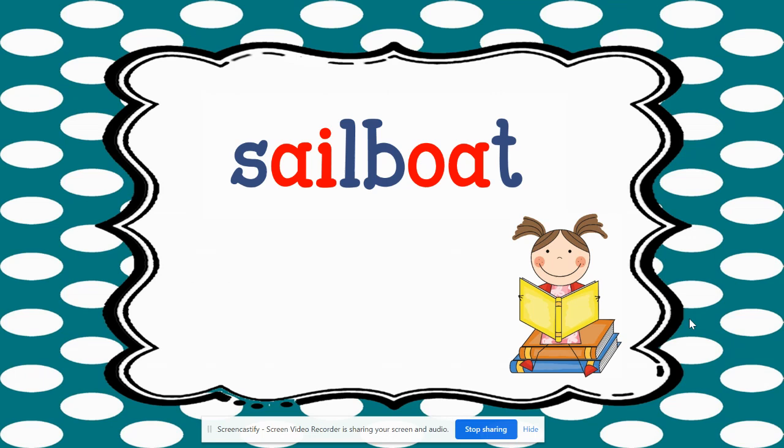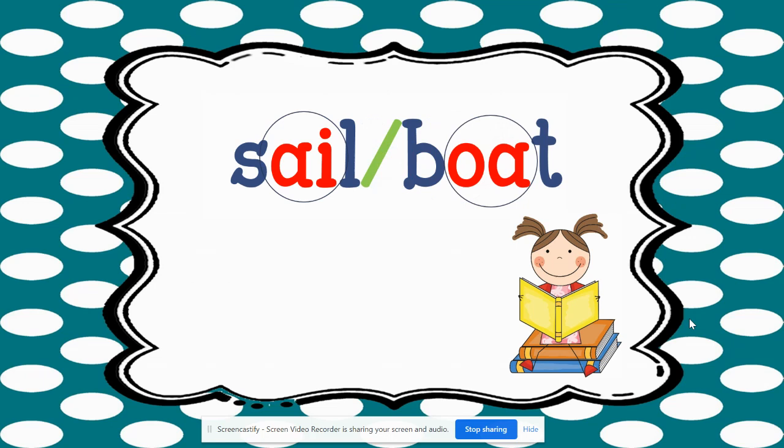Now after we have highlighted our vowels, now we're going to circle those vowel teams. Okay, so we circle the A and I. They're a team. They cannot be separated. And we've circled the O and the A. They cannot be separated. They have to stay together because they're working together to make one sound. Now, if we want to separate this word into syllables so we can sound it out, we're going to have to separate it between the two consonants.